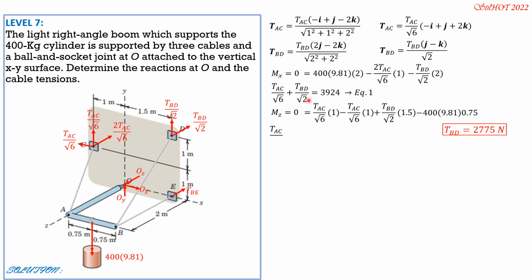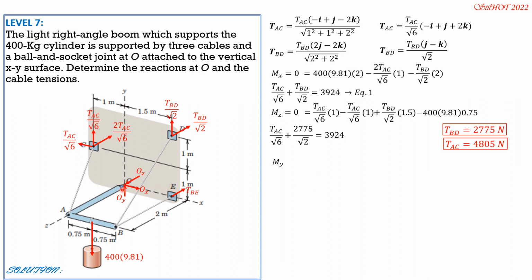Substitute this value into equation 1 to solve for tension AC. So tension AC over square root of 6 plus 2775 over square root of 2 equals 3924. So tension AC can now be computed. It is equal to 4,805 newtons.